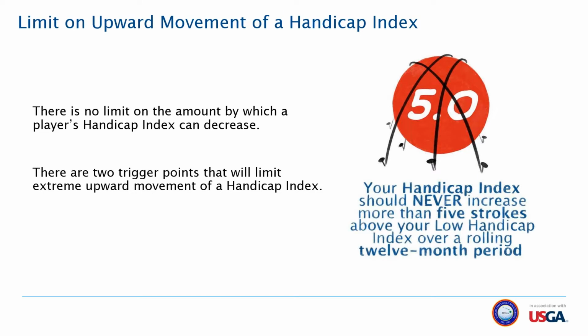So, the limit on upward movement of a handicap index. There is no limit on the amount by which a player's handicap index can decrease. There are two trigger points that will limit extreme upward movement of a handicap index. And here you see on the graphic, your handicap index should never increase more than 5 strokes above your low handicap index over a rolling 12-month period.